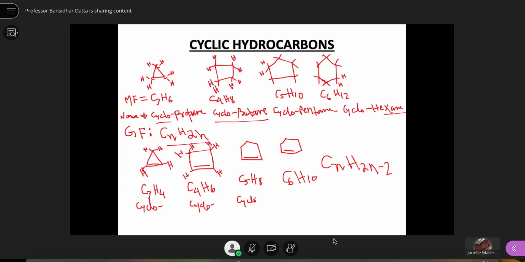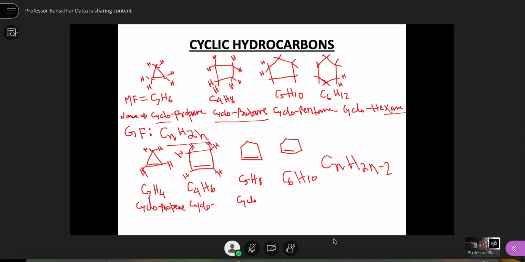Propane or propene? Propene. E-N-E indicates the double bond. That is correct. Next one, cyclo. Propene is the carbon number 3.